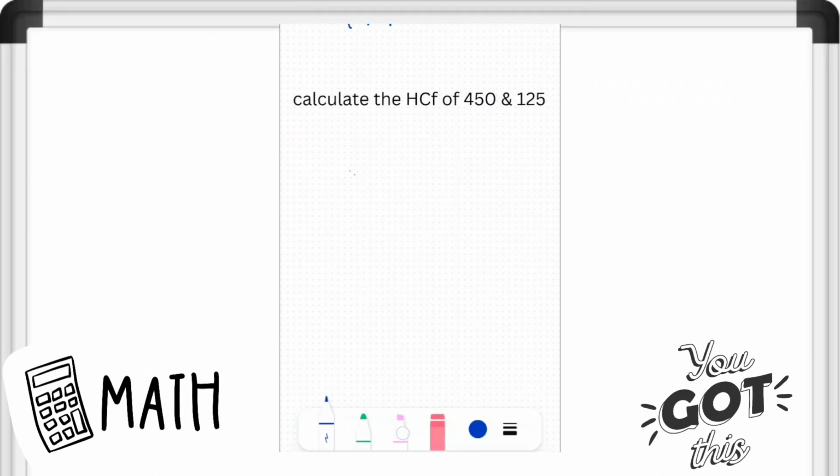So now let's look at how we are exactly going to do this. Firstly, when we start a question, always analyze it first. Here we can see highest common factor. Don't worry about the word highest here. The clue is we are going to use factors, so we are going to use the small numbers. So let's jump in. 450. We're going to break it down into prime factors.